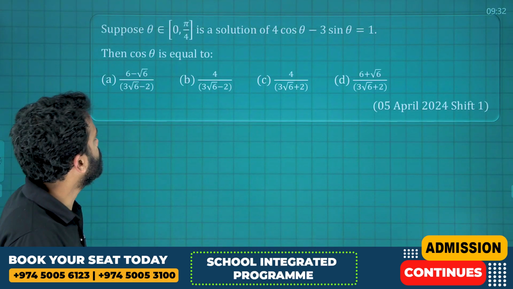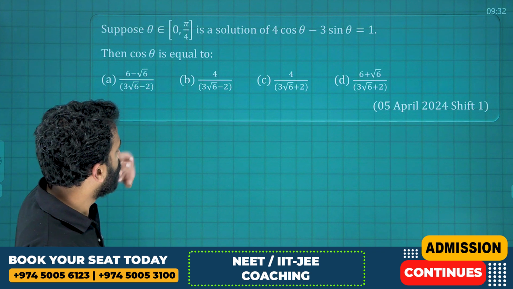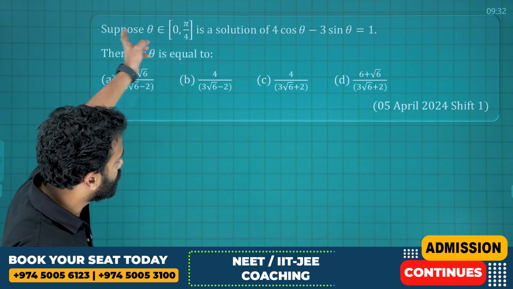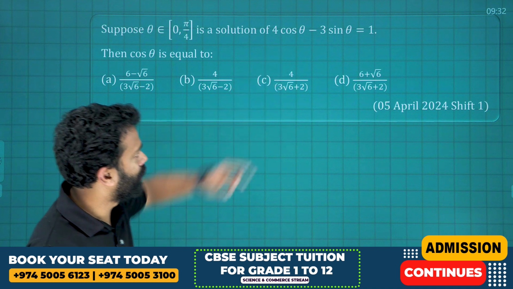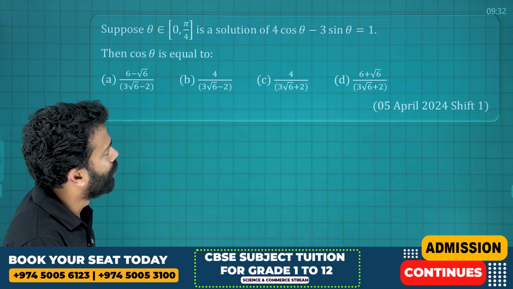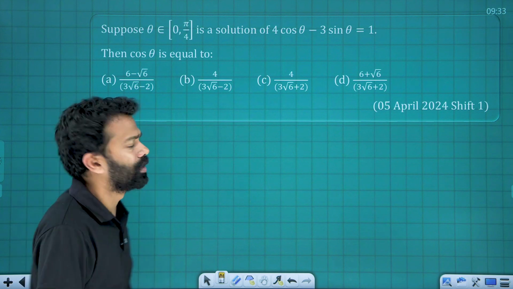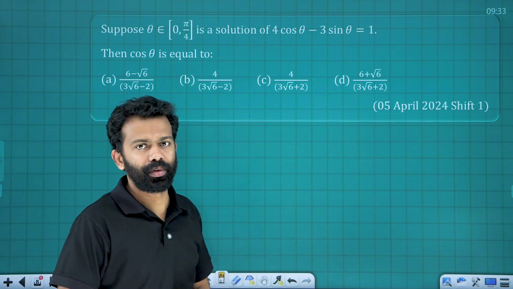Yeah, similar one. Suppose theta in the closed interval 0 to pi by 4 is a solution of 4 cos theta minus 3 sin theta equal to 1. Then you need to find cos theta. And how are you going to find cos theta from here?